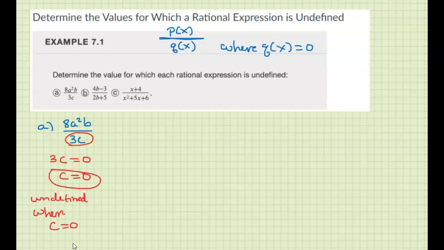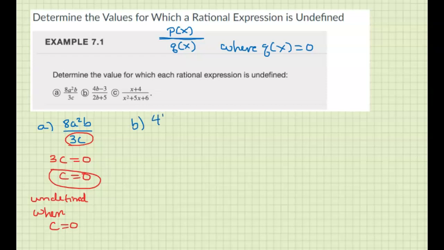The numerator doesn't matter. You can have the numerator equal to 0 because in a fraction, 0 divided by something is just 0. But a number divided by 0 is not defined. So you're trying to identify those values where you're going to have a problem.